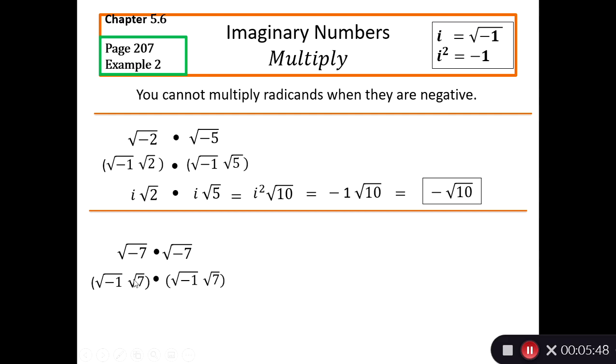Square root of negative 1 is i. So we're going to write i square root of 7 times i square root of 7. i times i is i squared. Square root of 7 times square root of 7 is square root of 49. i squared is negative 1. So we're going to say negative 1. Square root of 49 is 7. Answer is negative 7.